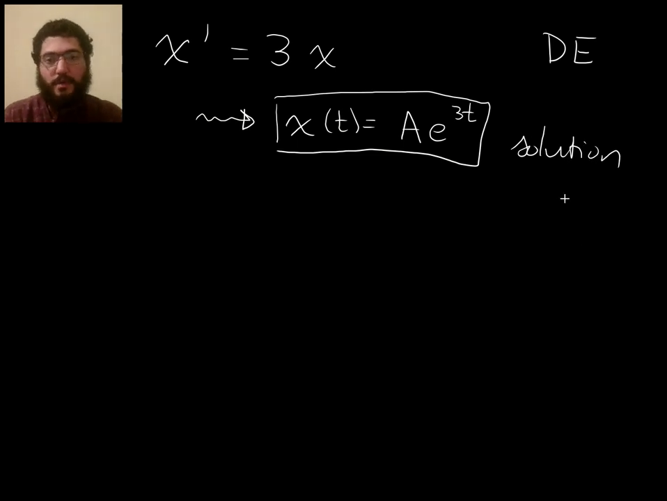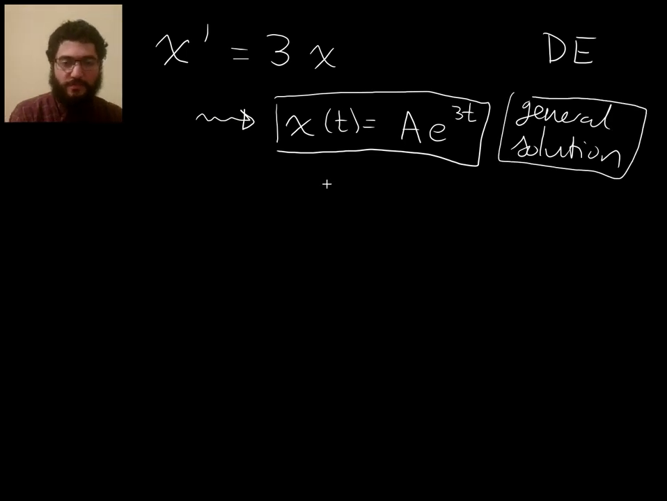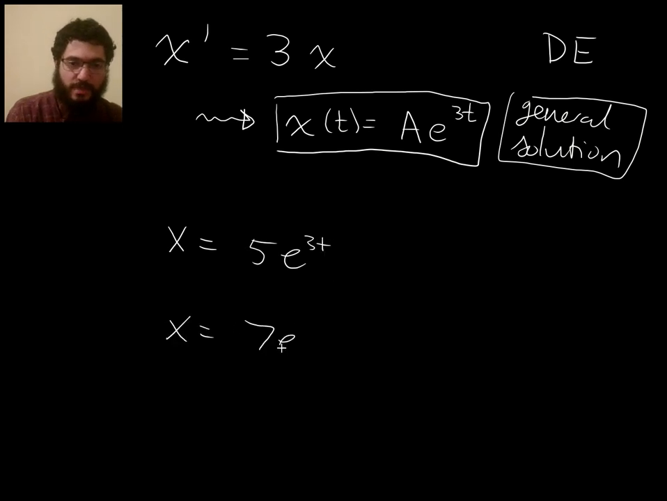Now, is it fair to say it's the solution? It's not really one function. It seems to have this free parameter a. When I write down all the possible solutions like this, it's called the general solution. So what I have found is that there's more than one solution to the original differential equation. x equals 5e to the 3t is a solution, and so is x equals 7e to the 3t. They're both solutions. So is x equals e to the 3t.